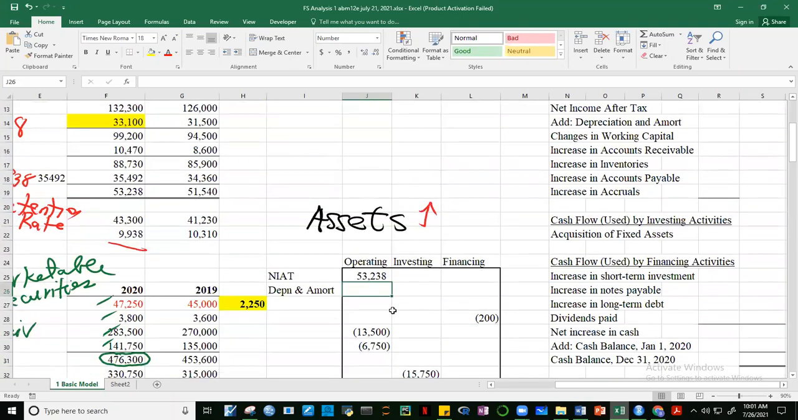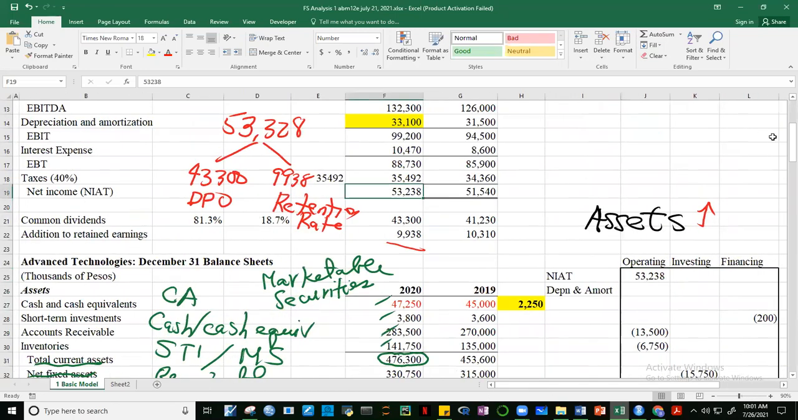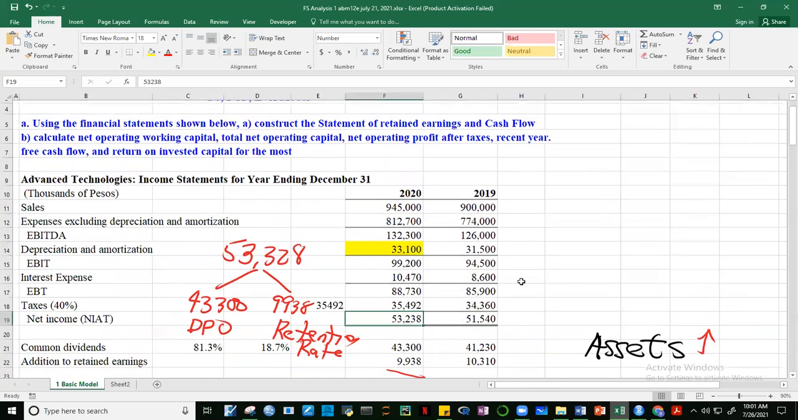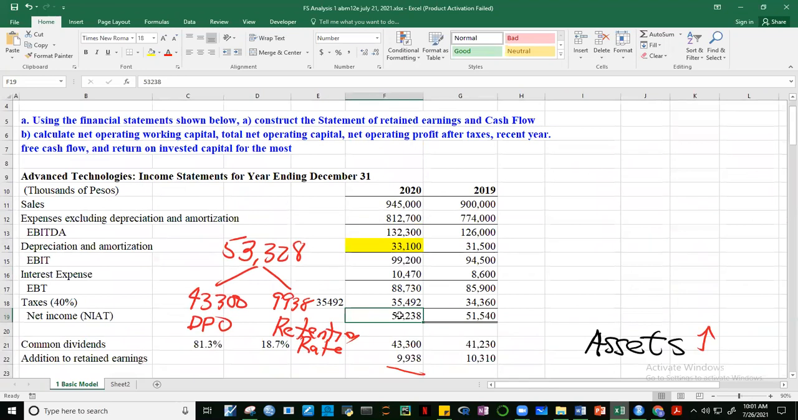So, i-review natin yung statement of cash flows natin, no? Sisimula tayo sa net income after tax, right? Okay, question guys, may mga items ba dito, net income after tax, na dapat i-adjust tayo? Kasi hindi cash flow to. Kendrick, pakisagot. May items ba dito na non-cash?